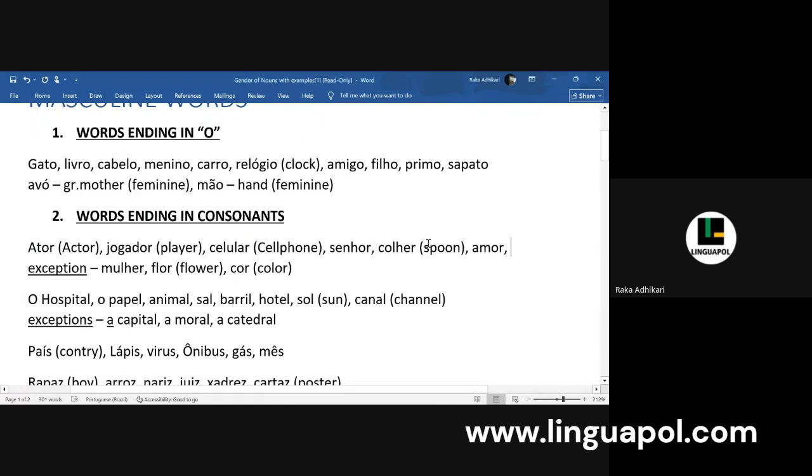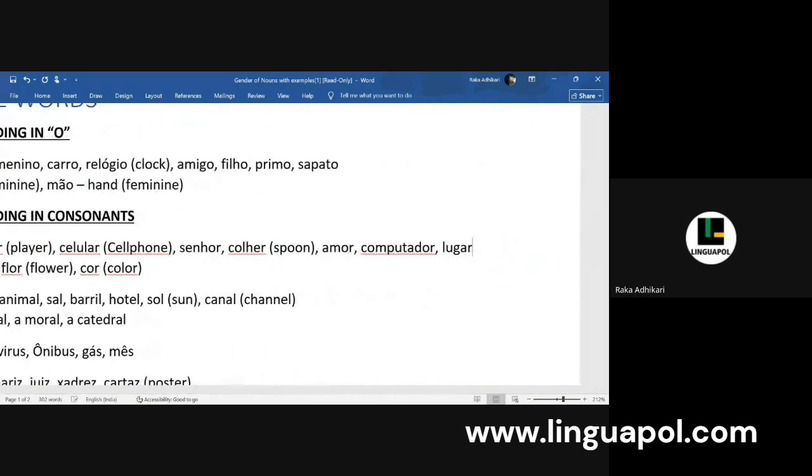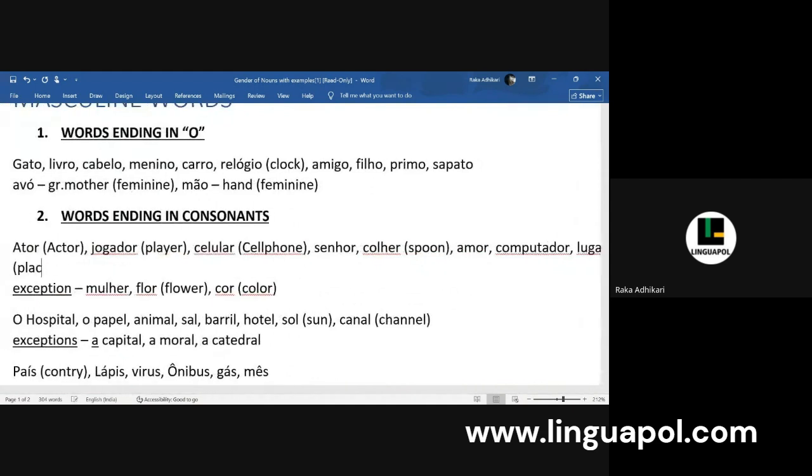Okay, let us add some more common words to this. Like computador. What is computador? Computer, yes. Like the word lugar. Lugar means place. Okay. Lugar is a masculine word. Like the word elevador. What's an elevador? Elevator, yes. So these are also some common words that end in R.